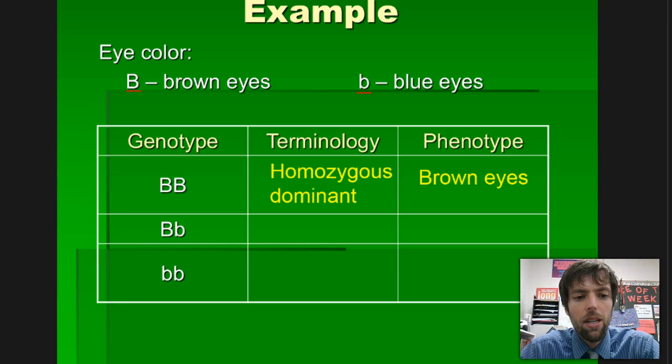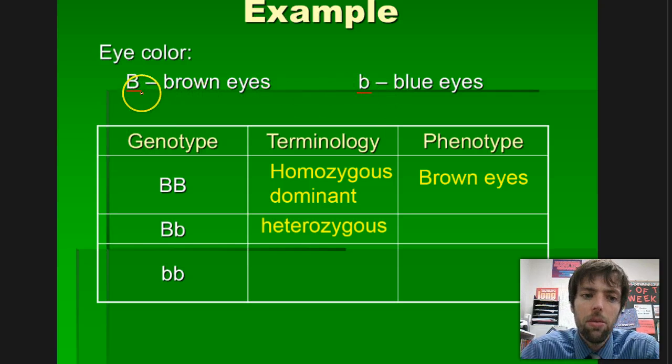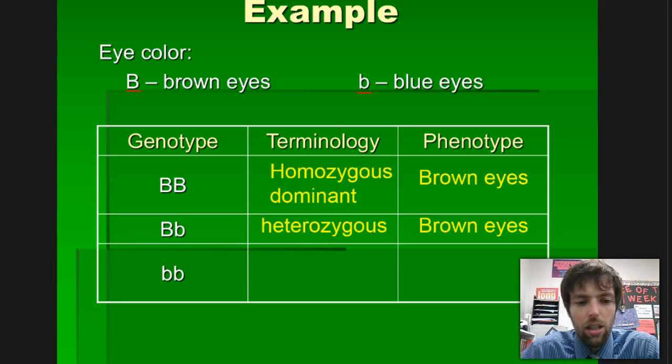The next one, big B, little b. Are they still the same? No, they're not. They're different. What did that word for different mean again? It's not homozygous, but it is heterozygous. Now, what color would I be? I've got a big B and a little b. Would I be brown eyes or would I be blue? I have one of each. Oh, but remember, brown eyes is dominant, so even though I have one of each, I'm going to be brown eyes.